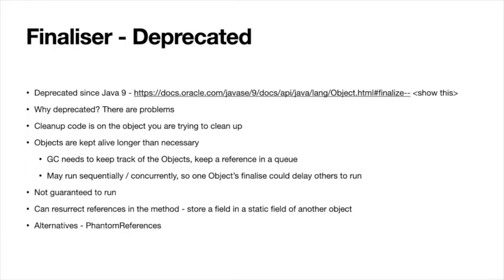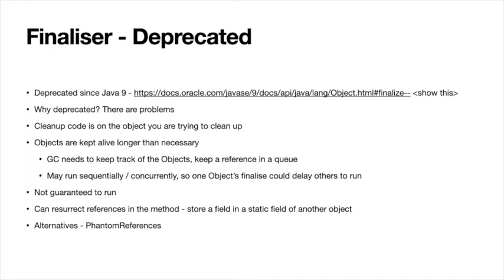So the first point is that your cleanup code is on the object that you're trying to clean up. The finalize method itself is on the object that is being cleaned. That can give rise to some problems. The first problem is that you can actually resurrect references and store them in a static field on another object, which is quite possible. Then you have a situation where the finalizer method has been called, but the object itself is now referenced by another object, and the finalize method on the first object will never be called again.